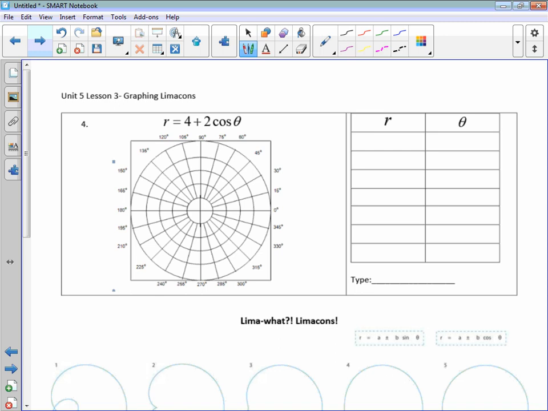Okay, we're doing another cosine. I don't know why, we just like cosines today. So, same idea, let's plot your points. 0, pi over 3, pi over 2, 2 pi over 3, pi, 4 pi over 3, 3 pi over 2, and then pi.